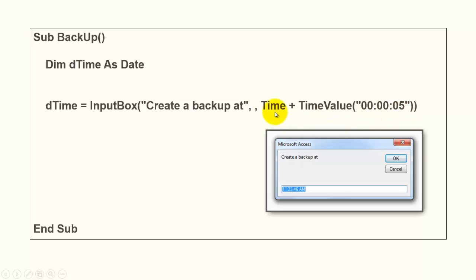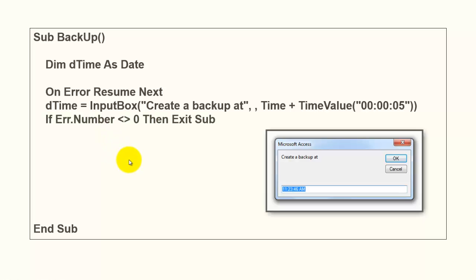But in real life, you probably want to say time value 12:00:00, so it will always do that at 12 o'clock. If someone clicks on the cancel button, there will be a problem because the input box returns nothing to D time. So if there is an error, resume next and go to the next line after D time equals. If the error number is not zero, that means there was an error, then exit the sub.